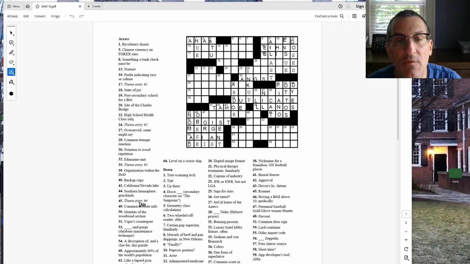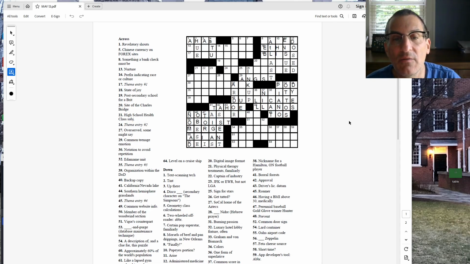45, theme entry 4. Tory with two eyes. That's so specific, Tory Hunter. It's the only way you're going to get two eyes in there. Boreal forest or taigas. I like that word. It's a little obscure, but I like it. That's a scent, as we suspected earlier.